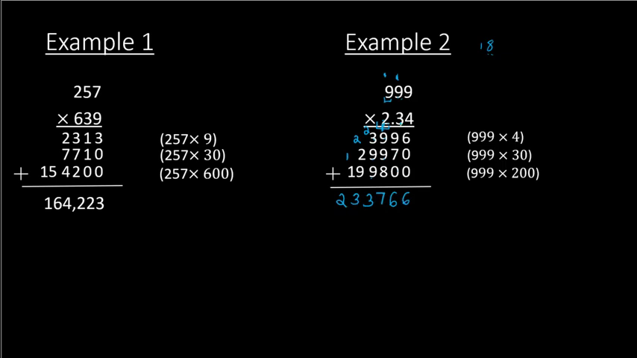Now to finish off, we need to take care of the decimal point. Looking up here at the initial problem, we had 2 digits here, the 3 and the 4, after the decimal point, which means we need 2 digits here after the decimal point, which means our decimal point goes right here after the 7, so that the 6 and the 6 both are after the decimal point. So your final answer is going to be 2,337.66. And that is your solution for example 2.